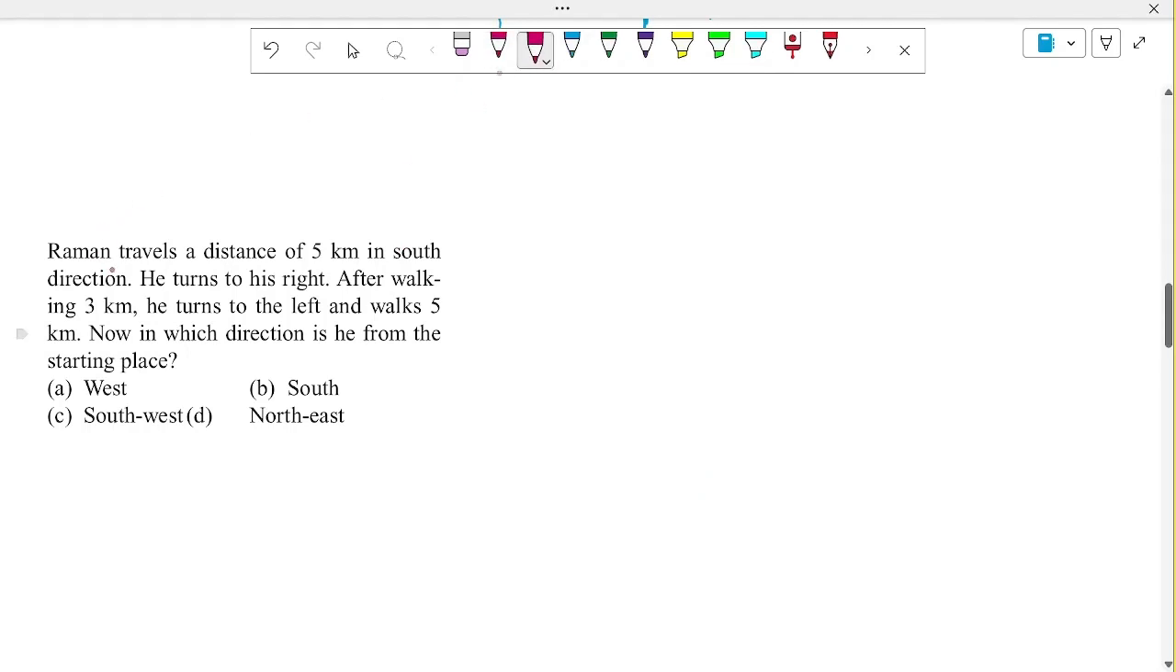Let's consider this. Raman travels a distance of 5 kilometers in the south direction. This is our Raman. Let me have a reference, NEWS. Raman travels 5 kilometers in the south direction. Whenever a question is asked, you need to attempt the question. That is important, let it be right or wrong. At least you are trying to solve a question. That is a great thing actually.